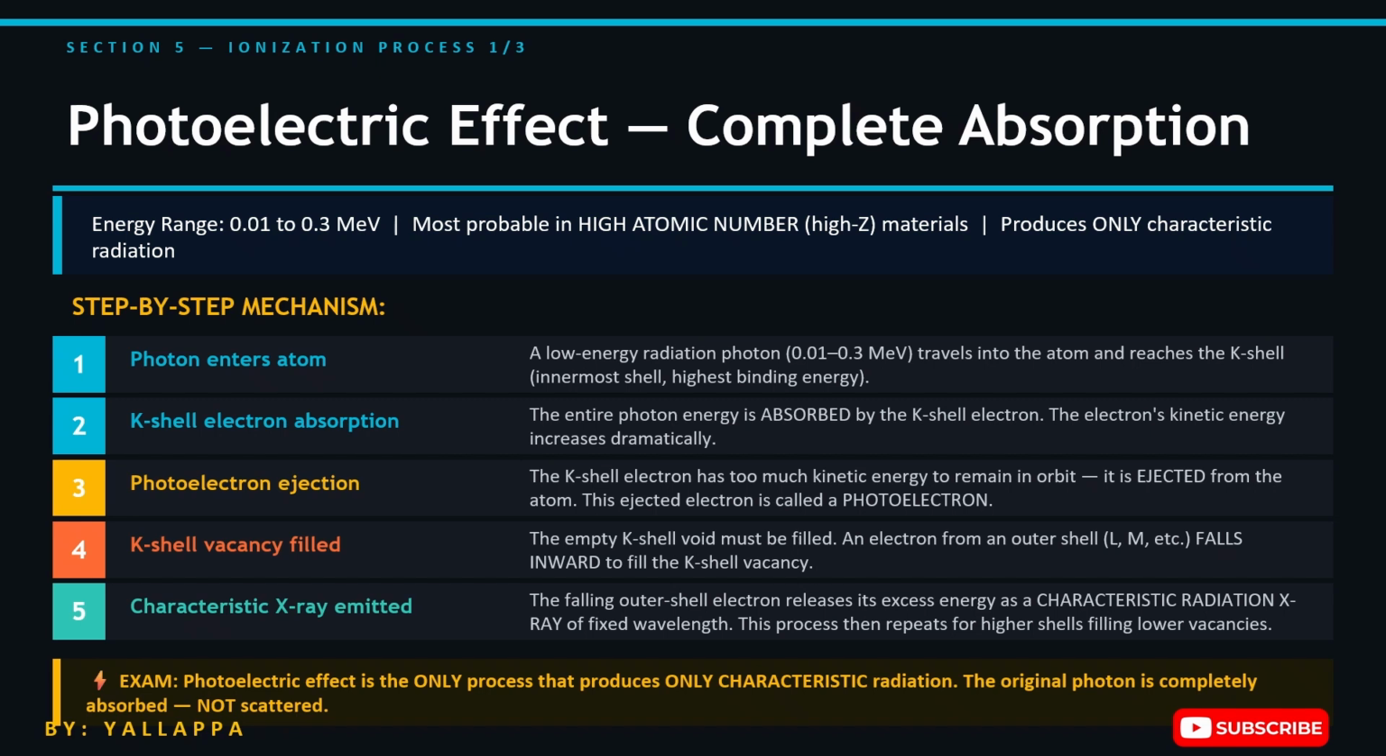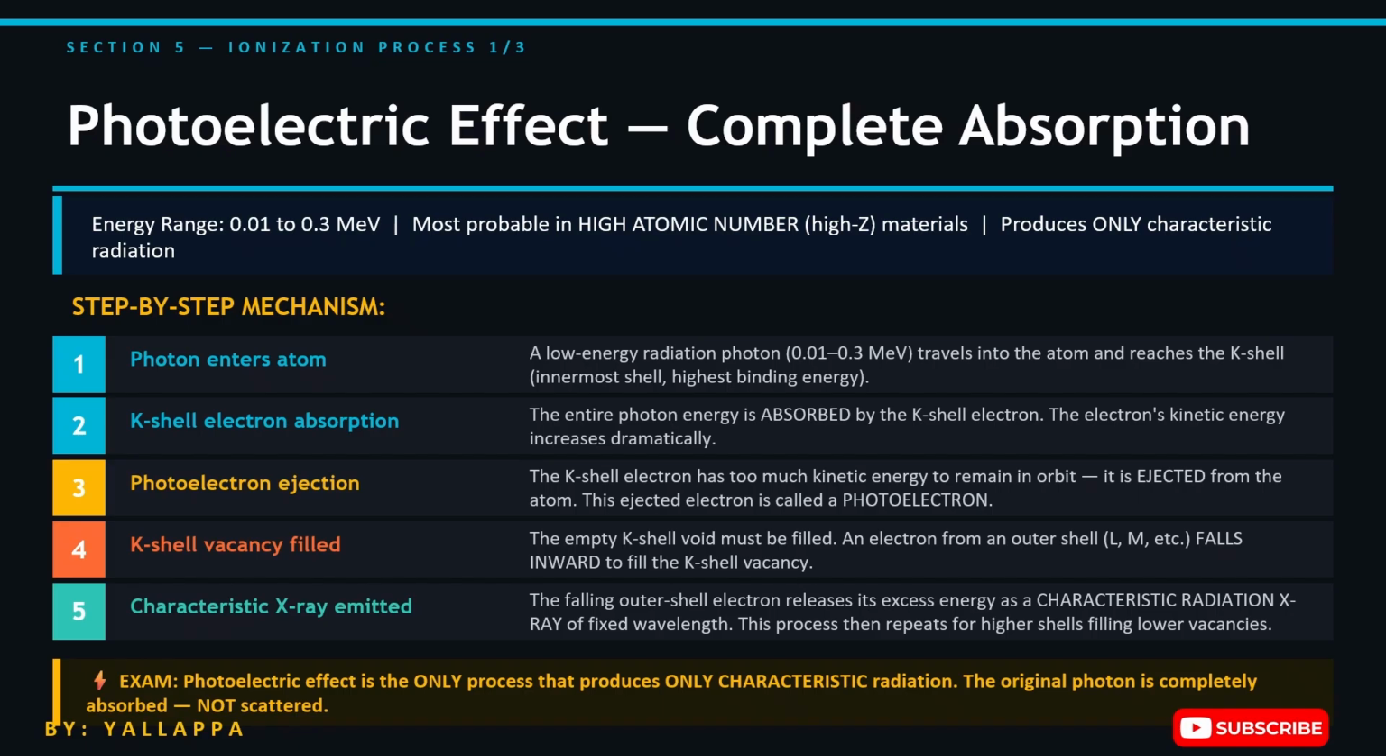We now have a vacancy in the K-shell. An electron from a higher shell can fall down and occupy that vacancy. The difference in binding energy can be released as characteristic radiation. This sequence is extremely important because it explains both the physics of image formation and the production of characteristic radiation. From the radiographic point of view, photoelectric absorption contributes strongly to subject contrast.